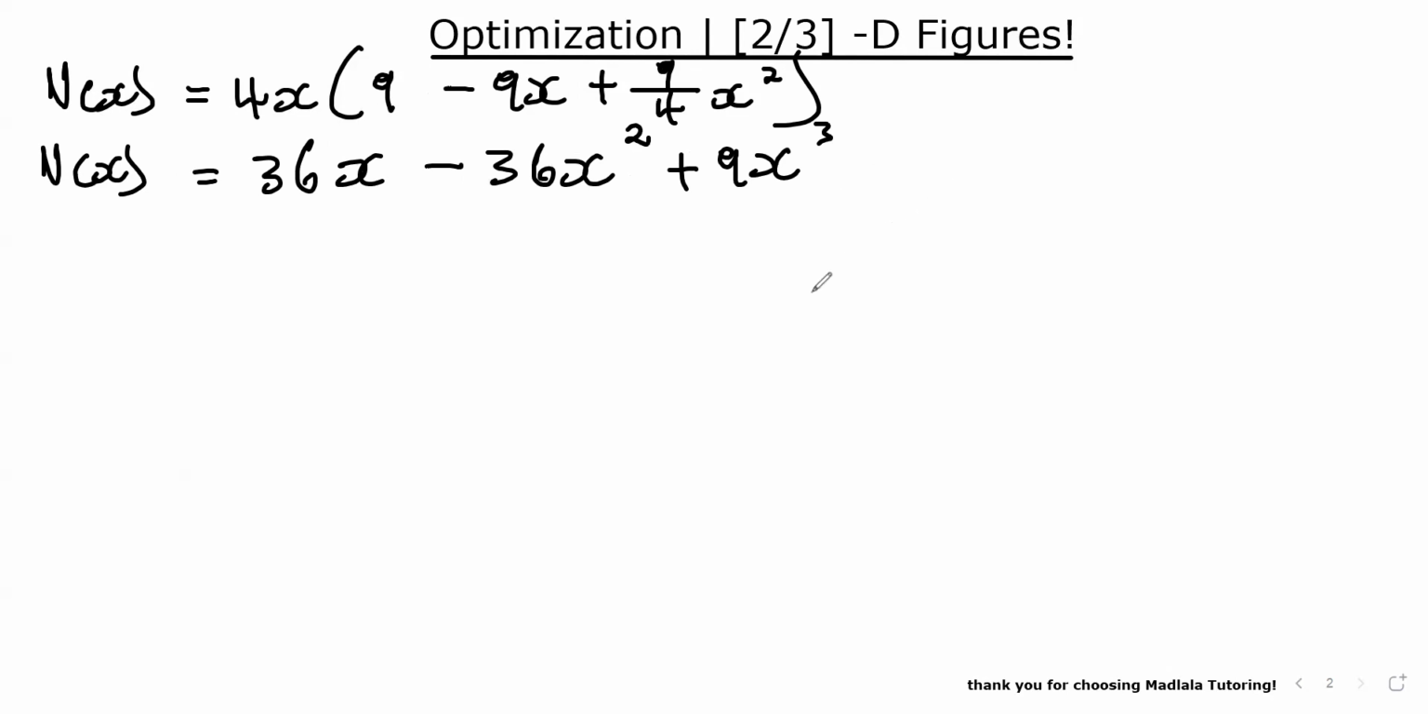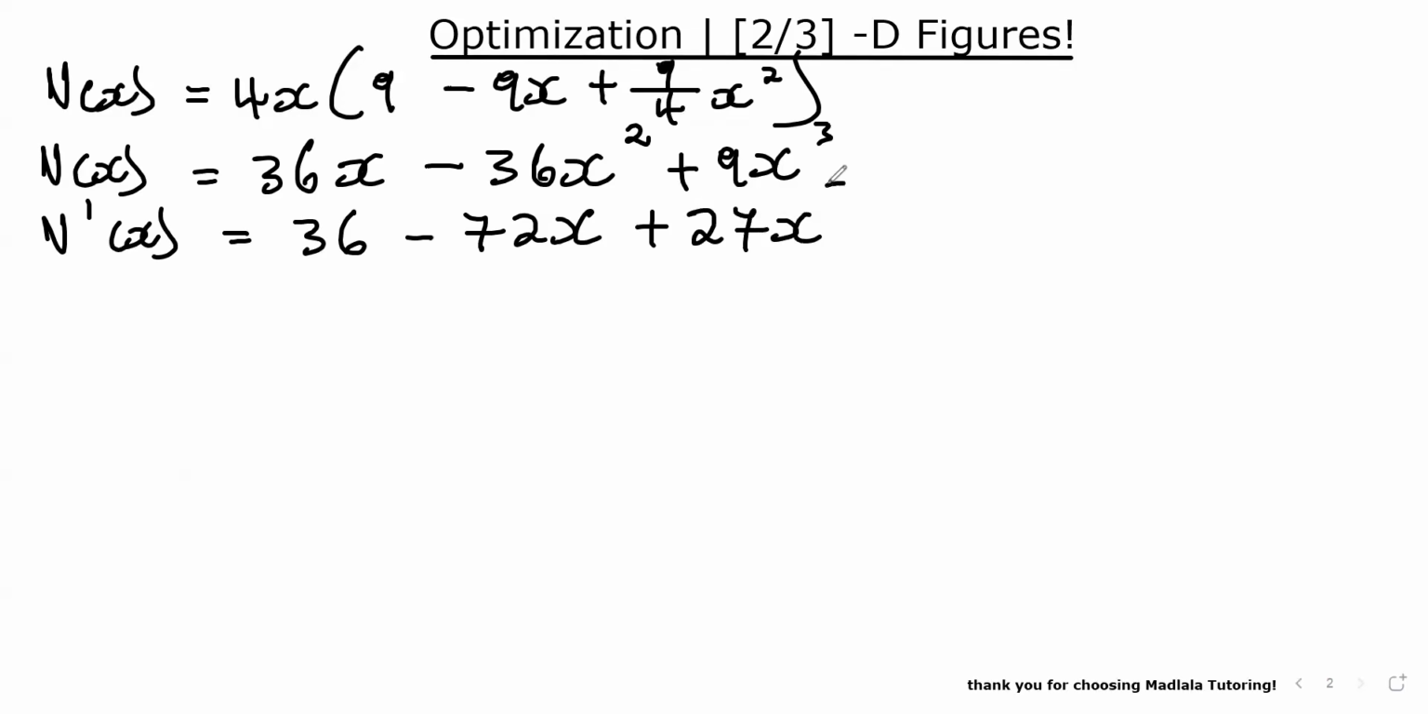So after getting our volume function, it's time to differentiate because the maximum or the minimum occurs at the turning points, at least at your age, right? So this is as we say, okay, fine. Differentiating this according to the power rule, we get 36, 72x, 27x squared, sorry. Do you know how to differentiate? So I don't need to explain how we got the 36, 72, and 27, all right?